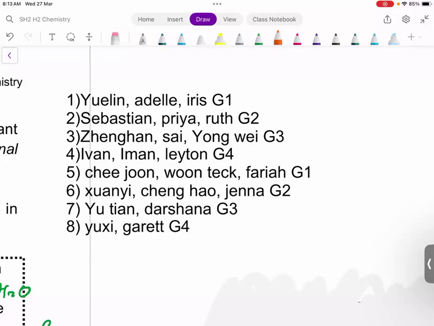10, 9, 8, 7, 6, 5, 4, 3, 2, 1. Okay, so get your chair, get some chair, so that you can face each other. Don't face backwards, face each other for discussion.